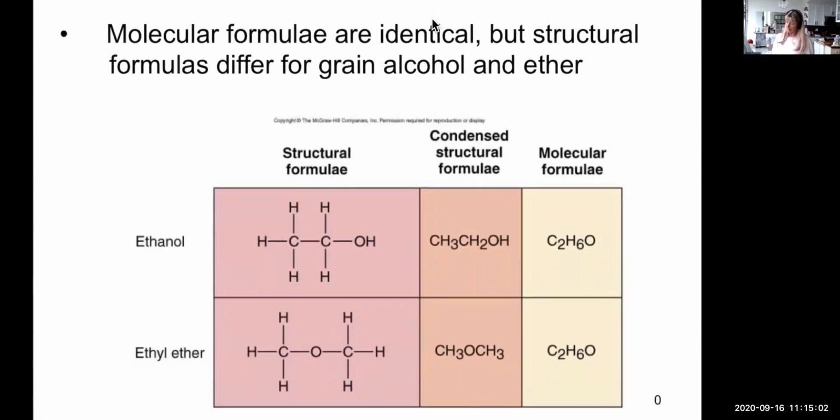So the molecular formula in this case is the same, C2H6O. They're identical, but the structural formula is different. So in this structure, you can see both carbon atoms are covalently bonded in the center. That gives you ethanol, an alcohol. You can see in this case, the oxygen is in the center, and that gives you ethyl ether, a gas.